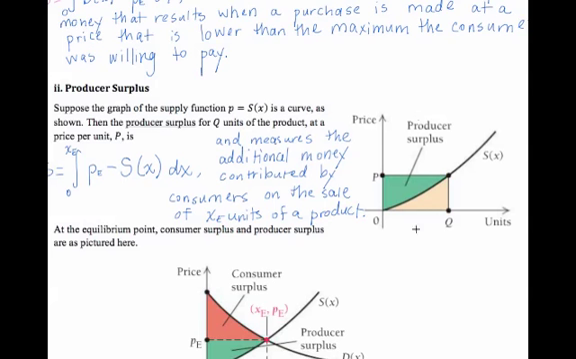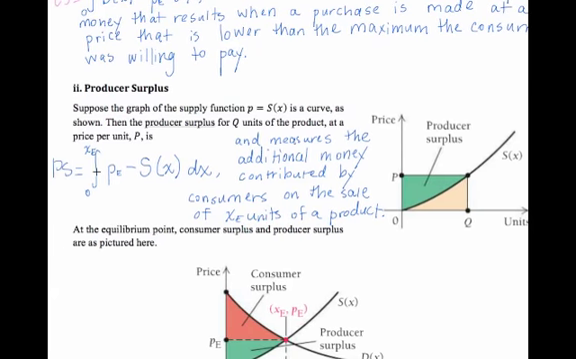Producer surplus depends on the supply function. So if you are producing X items, you're willing to sell maybe just one item at a lower price, but the more items you sell, the higher the price you want to sell them at. So if you sell Q units and you sell them all at a price of P, this green area in here is like excess money that you made, okay? It measures the additional money contributed by consumers on the sale of X sub B units of a product.